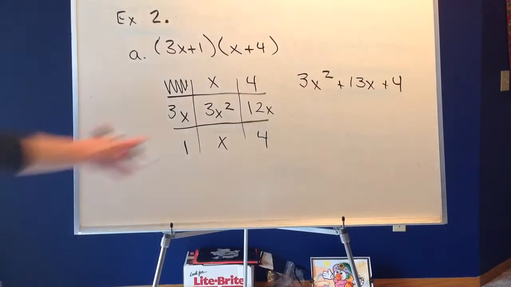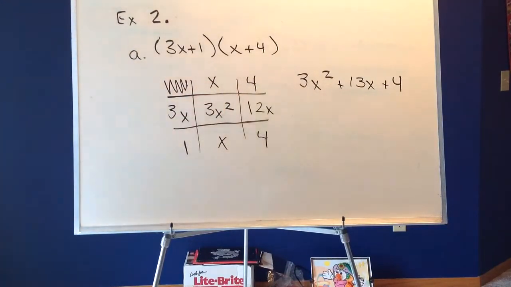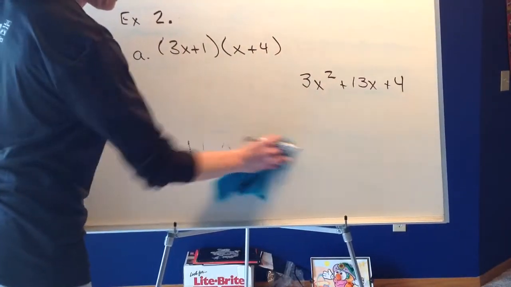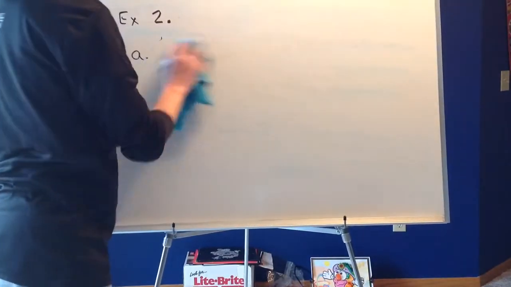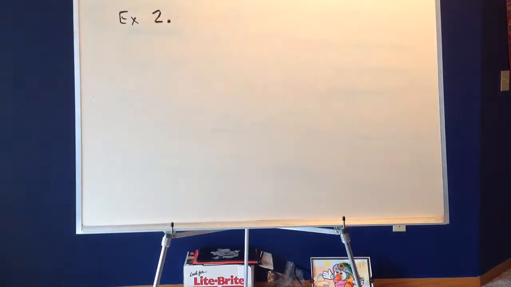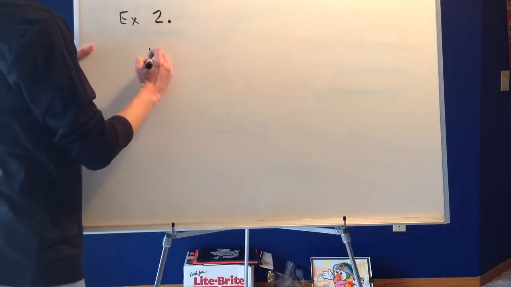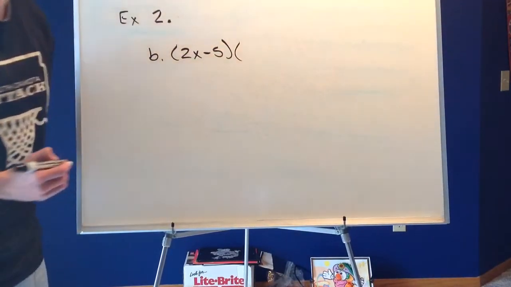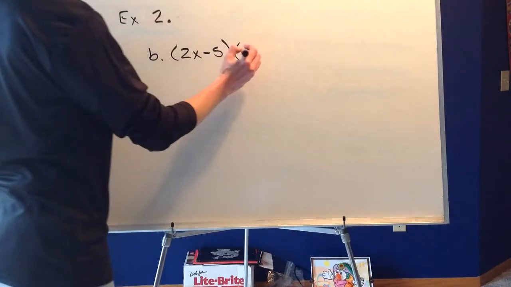So not bad, it does take a little more space, I guess. But if you like that method, you may use that one. It makes no difference to me. Okay, we'll look at that one a couple more times here. Next one we have is 2x minus 5 times x minus 13.